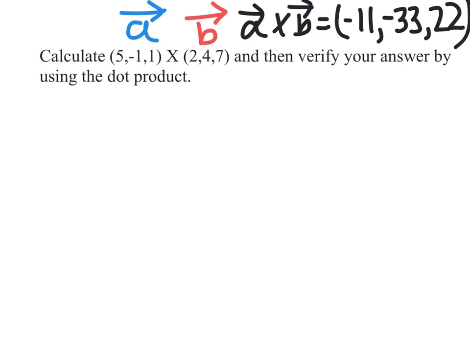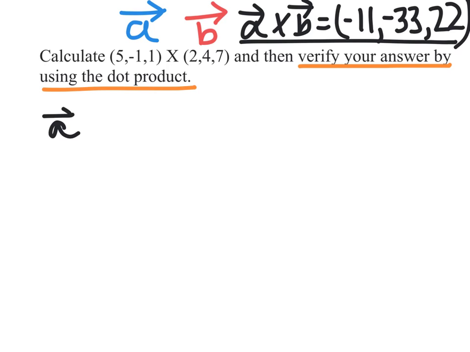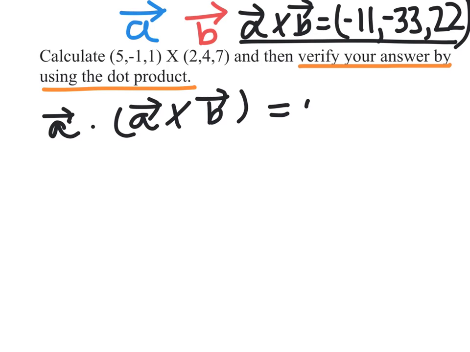If you remember back to the original question, it asks us to verify our answer by using the dot product. We know that vector A cross vector B is perpendicular to both vector A and vector B. We also know that the dot product of any two perpendicular vectors is 0. So if this answer is correct, then vector A dotted with vector A cross B should give us 0, and the same thing applies for vector B dotted with vector A cross vector B.